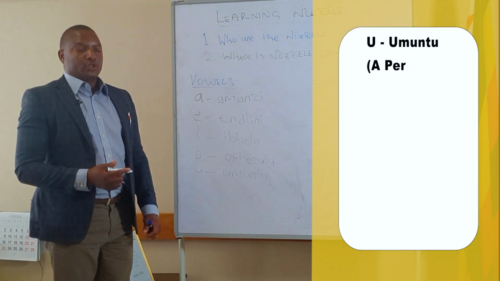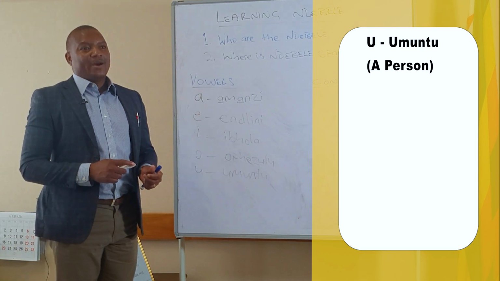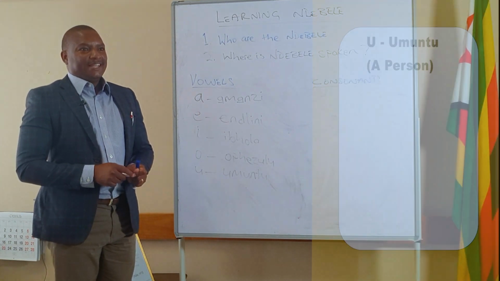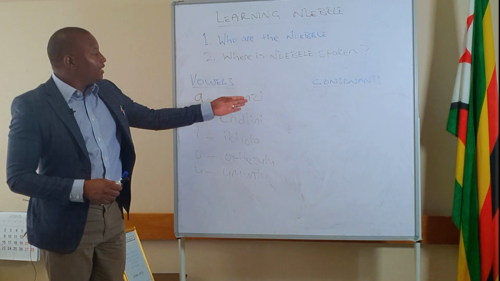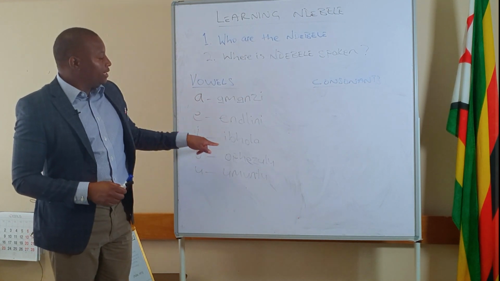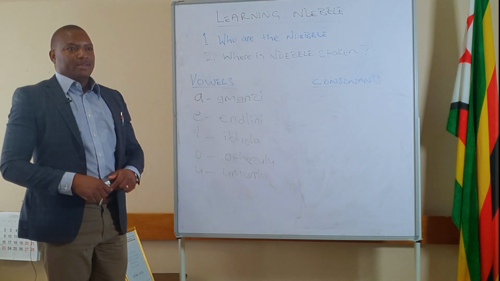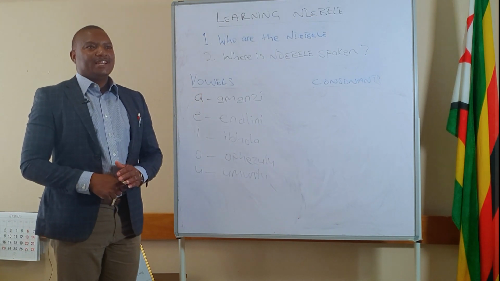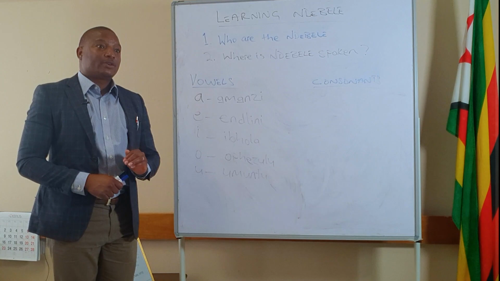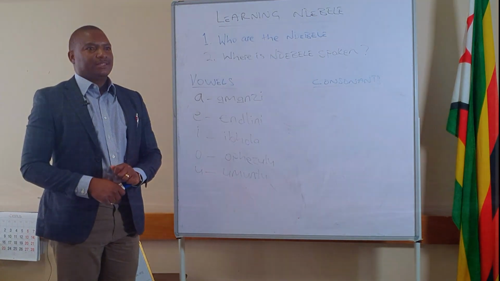Umuntu. So these are the 5 vowel sounds that we find in isiNdebele. Amanzi, endlini, ibola, ophezulu, umuntu. Thank you. This was our first lesson, and in our second lesson, we'll be looking at consonants.